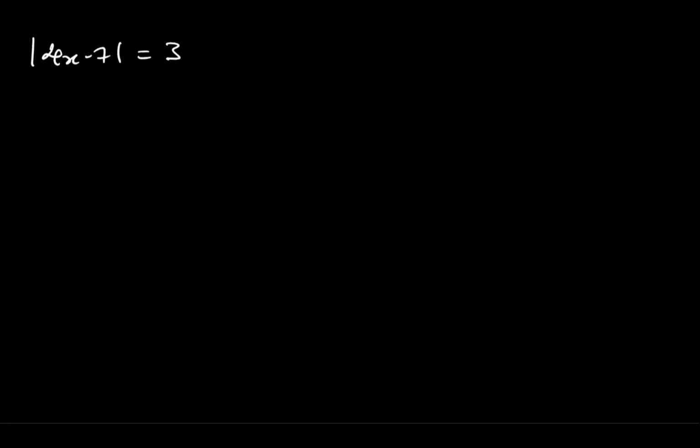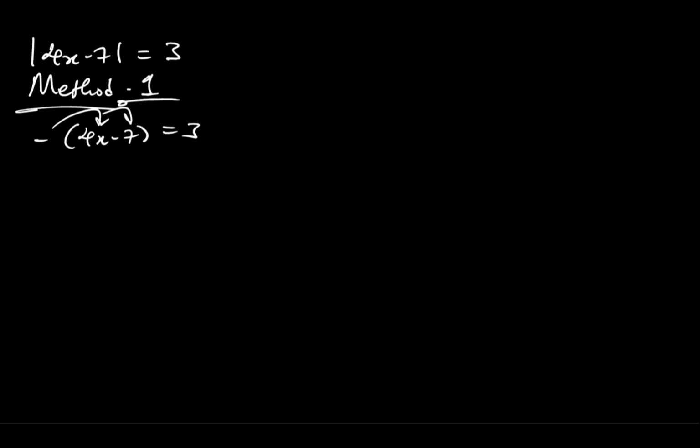So I'll say method 1: I'll introduce a minus on the first side, which is the left hand side. So minus of 4x minus 7 is equal to 3. Now the minus multiplies every element within the parentheses. So minus times 4x is minus 4x, minus times minus 7 is plus 7, being equal to 3.